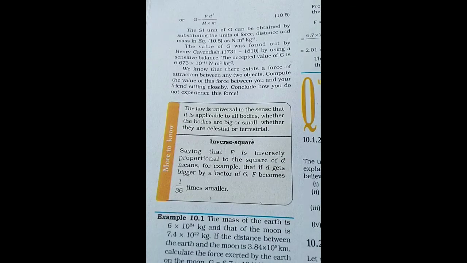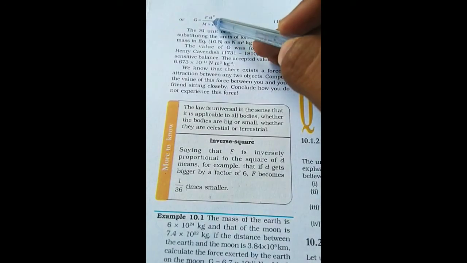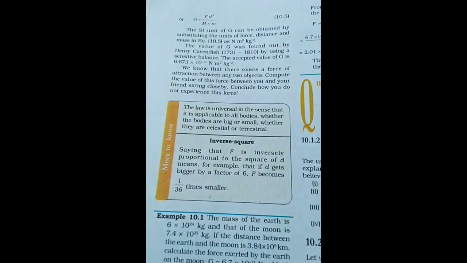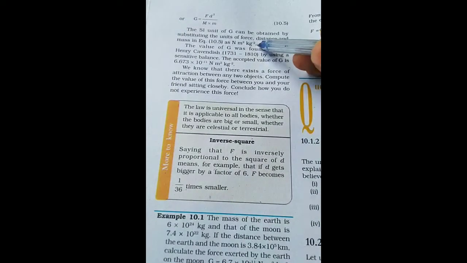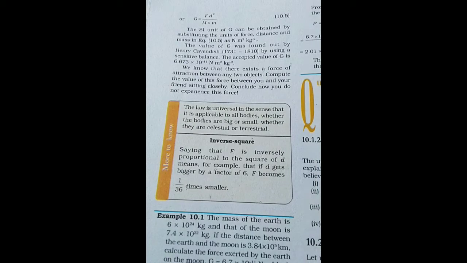The SI unit of G can be obtained by substituting the units of force, distance and mass. See here, force, distance and mass. So it will be Newton meter square per kilogram square. The value was calculated by Henry Cavendish using a sensitive balance, and he found that the value of G is 6.673 into 10 to the power minus 11 Newton meter square per kilogram square.